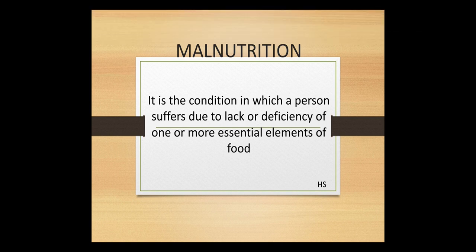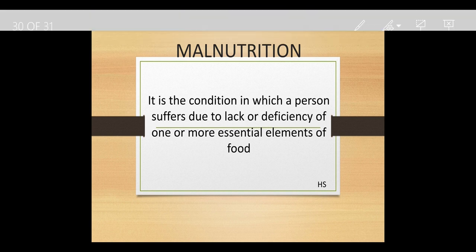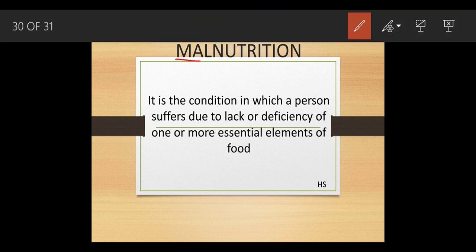Malnutrition. What do you mean by malnutrition? Malnutrition means a deficient amount of diet. It is a condition in which a person suffers due to lack or deficiency of one or more essential elements of the food. We have studied this chapter in detail, and we came to the conclusion that if there is a deficiency of protein, kwashiorkor and marasmus can happen.